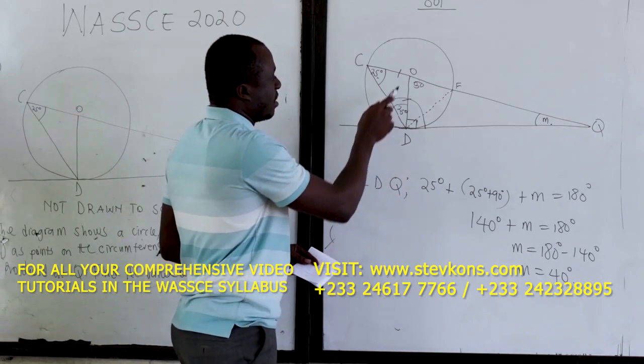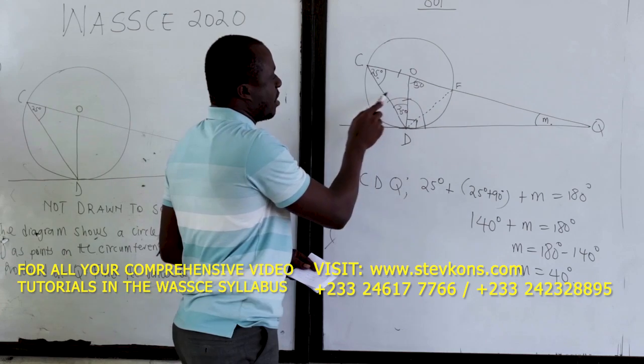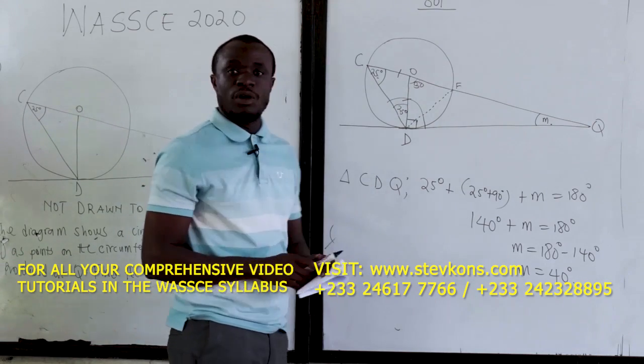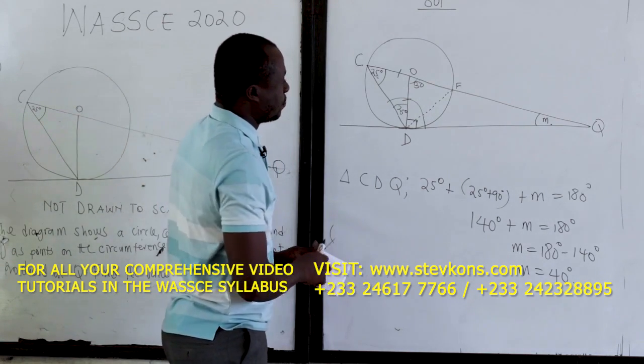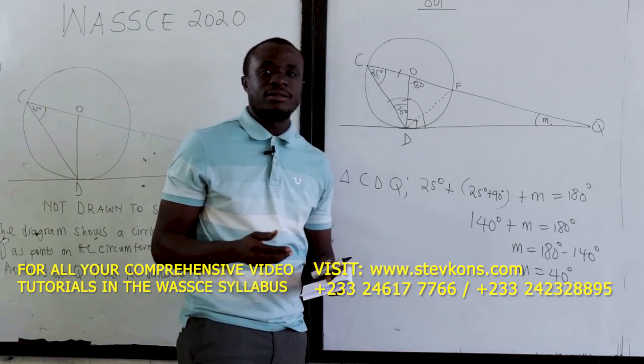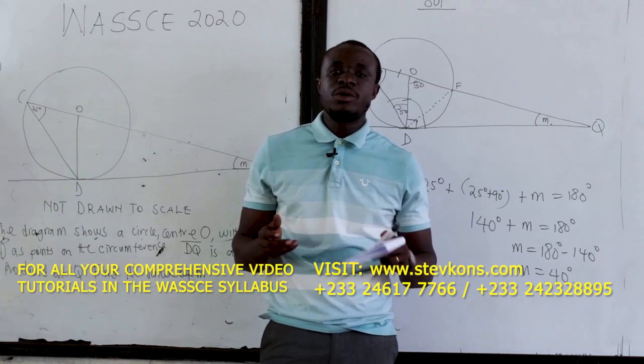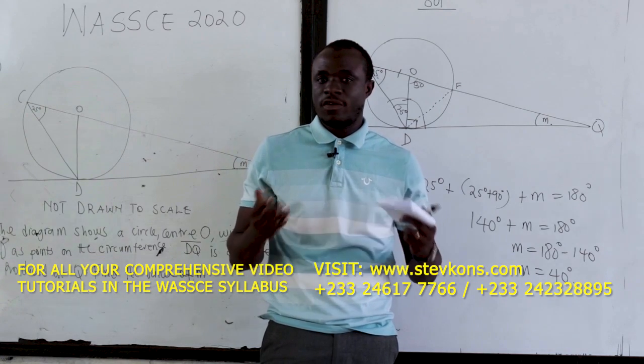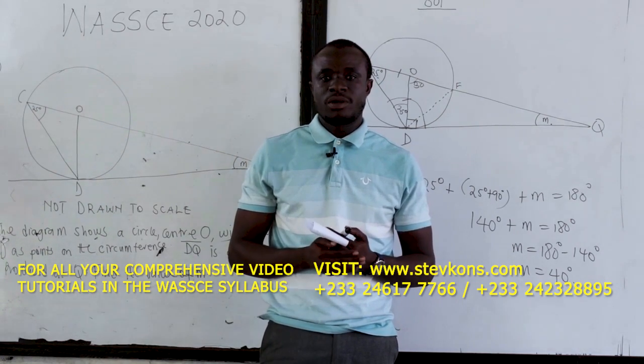Just like we're saying that we know this is the exterior angle, so this plus this, you see, equals that. Now, because we have ODQ as a triangle, the sum of angles in it will be equal to what? 180. So any of them that you choose, it is correct.